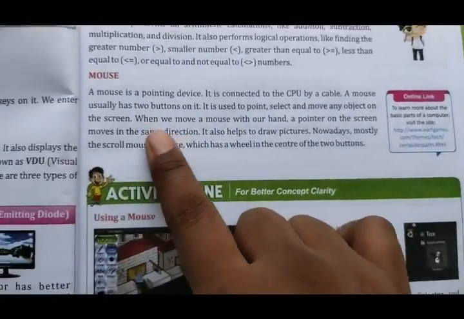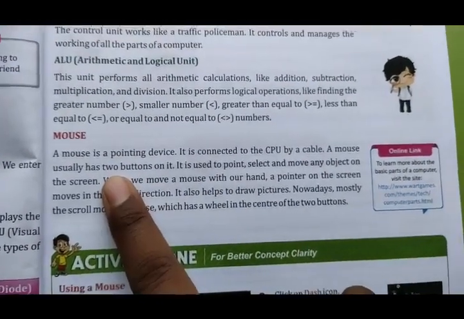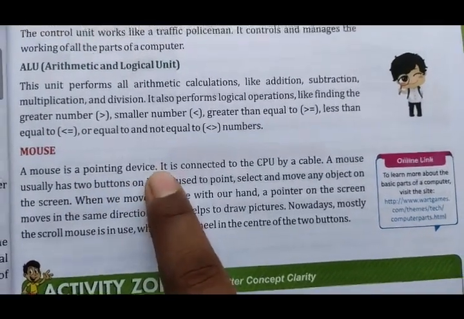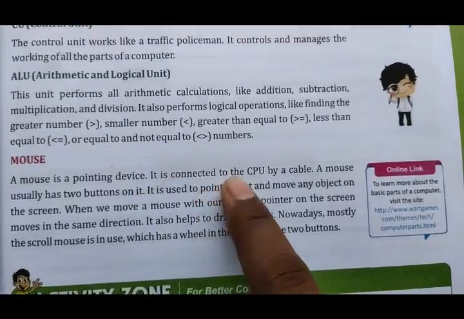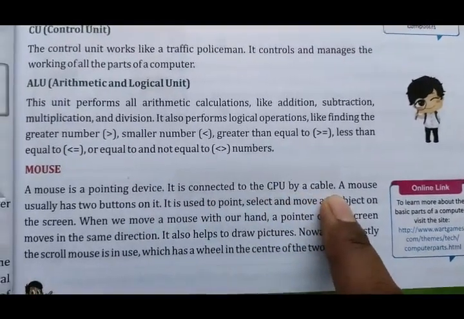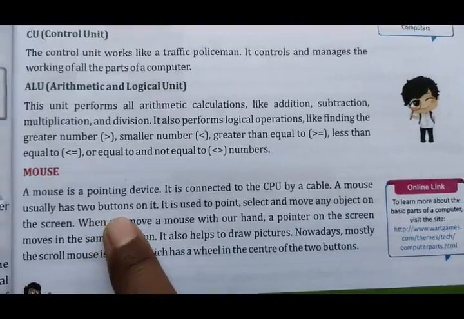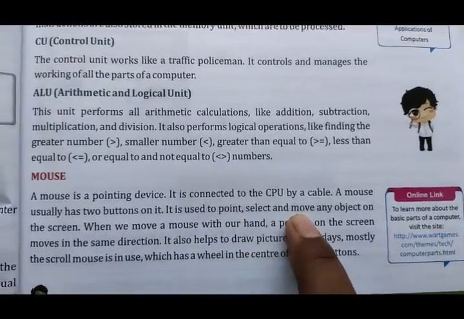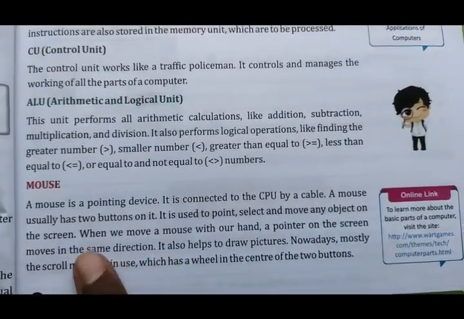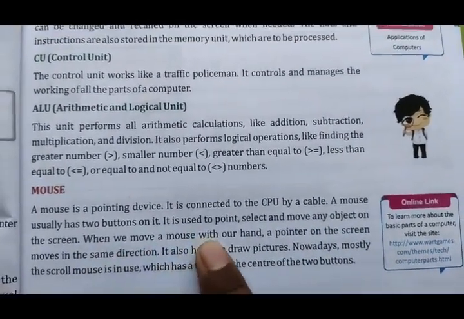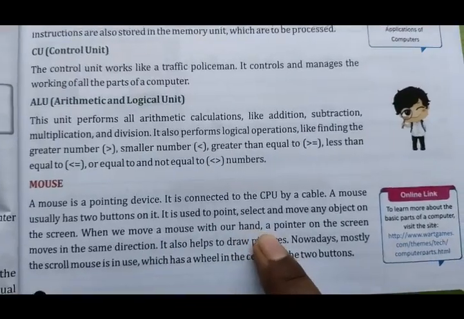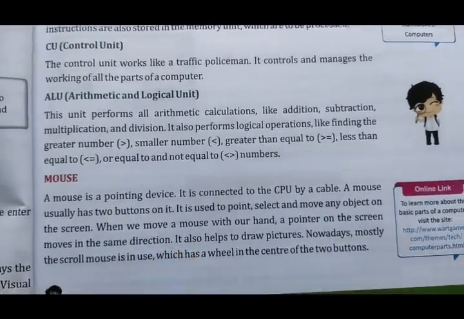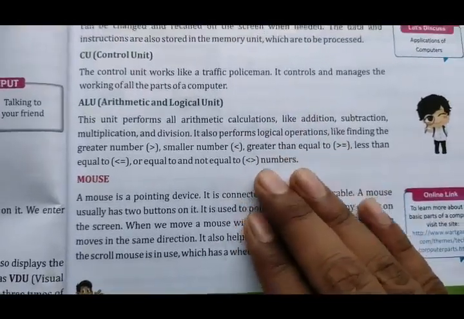Okay, next move to the mouse. Okay, a mouse is a pointing device. Remember this thing, a mouse is a pointing device. It is connected to the CPU by a cable. Okay, a mouse usually has two buttons on it. It is used to point, select and move any object on the screen. When we move a mouse with our hand, a pointer on the screen moves in the same direction. Okay, when we move the mouse like this, a pointer is there.